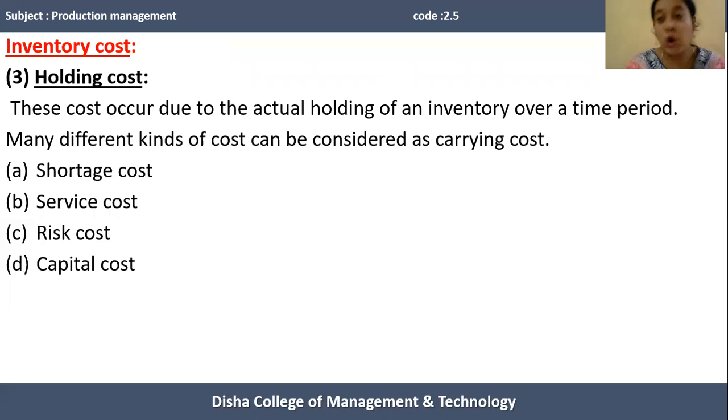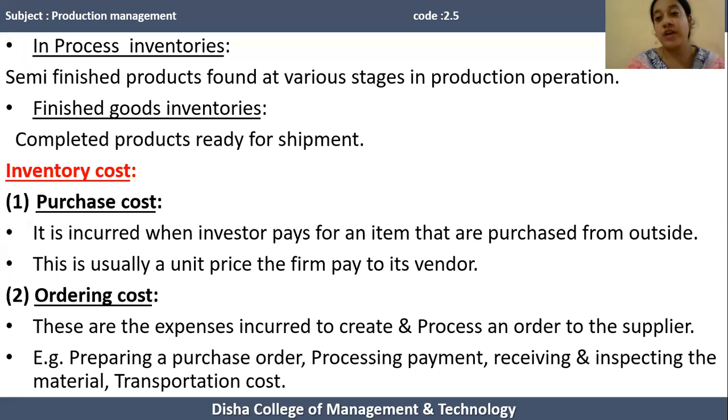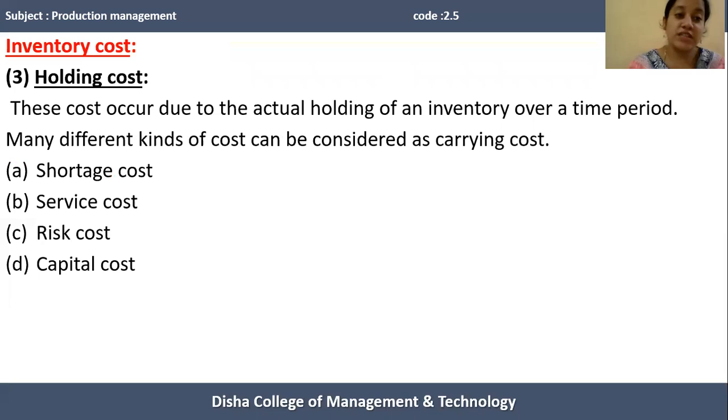Next is holding cost. So the second one is ordering cost. Ordering cost means, for placing an order to the supplier, whatever expenses the firm incurs, that comes under this cost. Generally the cost starts from developing a purchase order to receiving and inspecting the material, whatever the cost is associated or incurred, that comes under ordering cost. Next one is the holding cost. Holding cost means what?